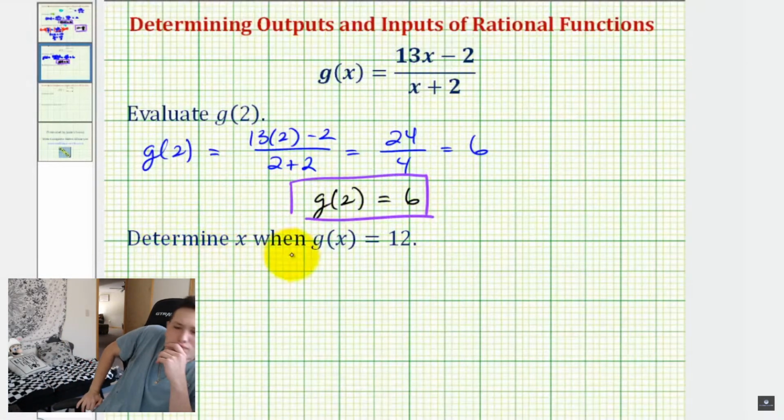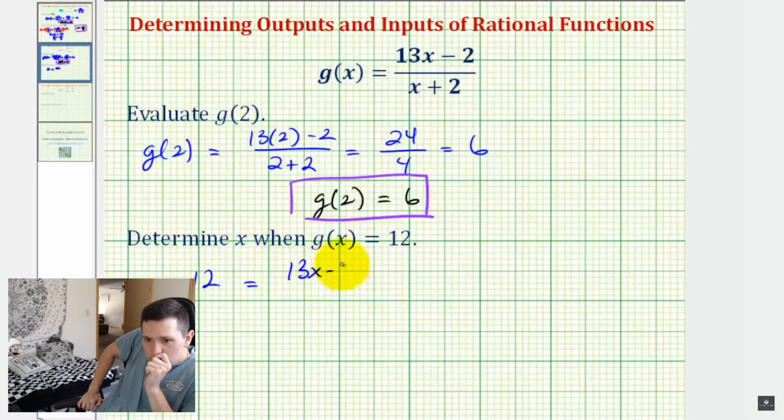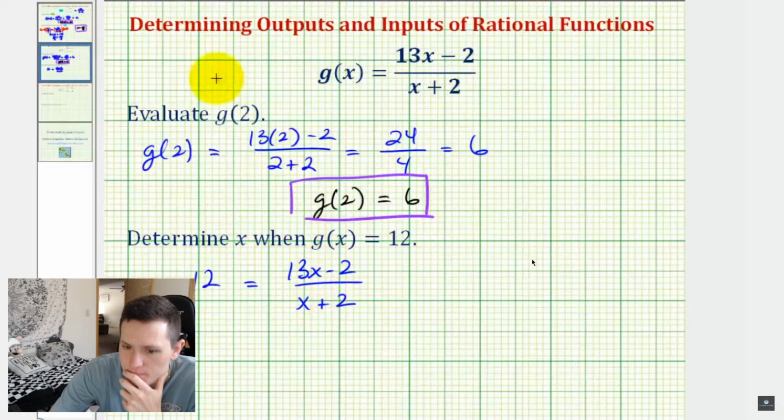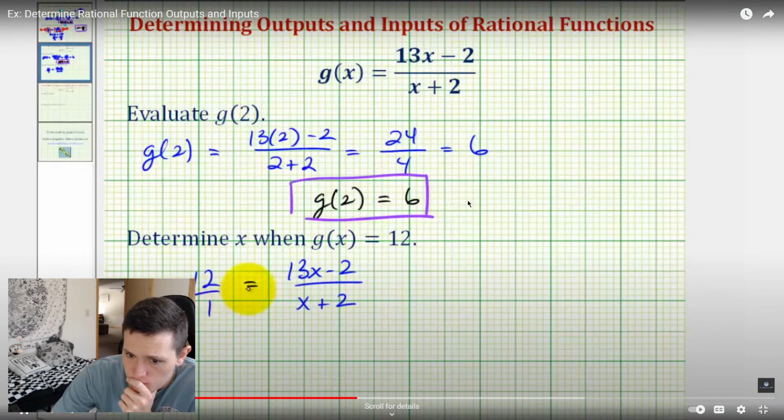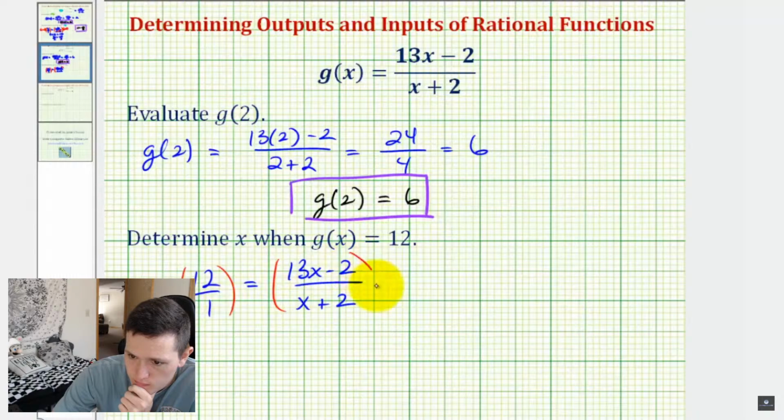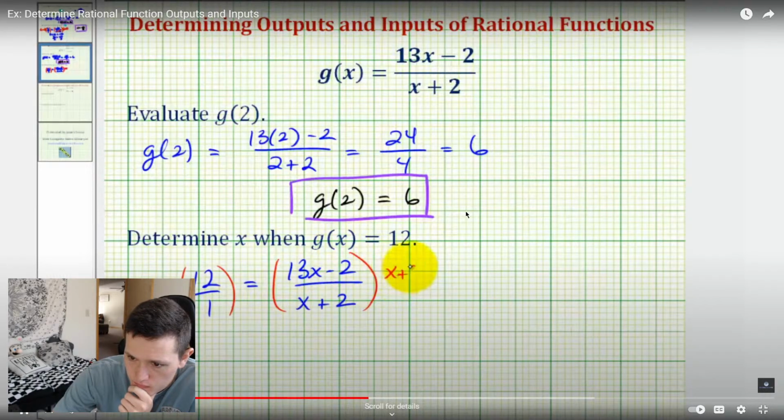Next, we want to determine x when g of x, the output, is 12. So we'll substitute 12 for g of x and solve for x. So we have 12 equals the quantity 13x minus 2 divided by the quantity x plus 2. So now we have two options. We can form a proportion by putting 12 over 1 and then cross multiplying, or multiply both sides of the equation by x plus 2.